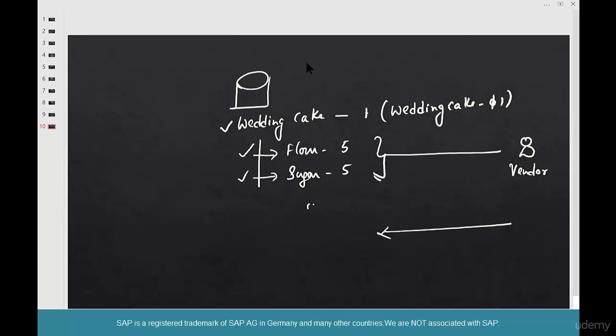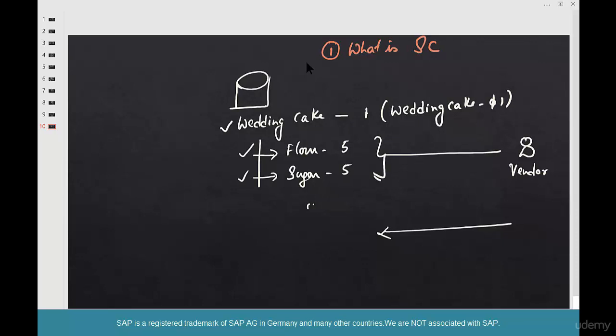So let's summarize what we have seen about subcontracting. We have seen what subcontracting is. Subcontracting is a process of getting goods manufactured from a subcontractor or a vendor. You provide the raw materials, he supplies the finished goods. That's essentially what subcontracting is.